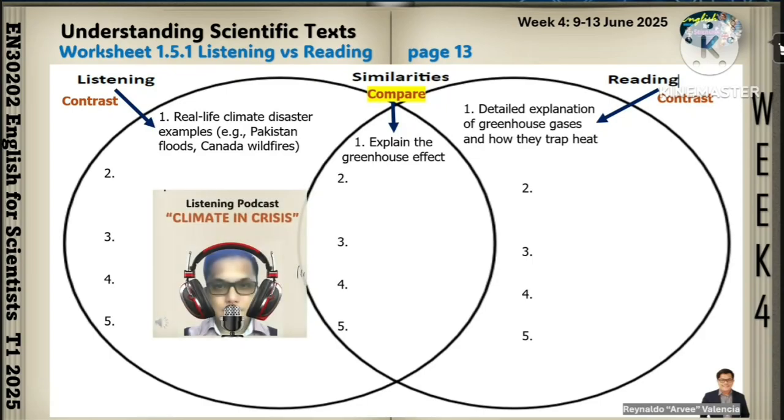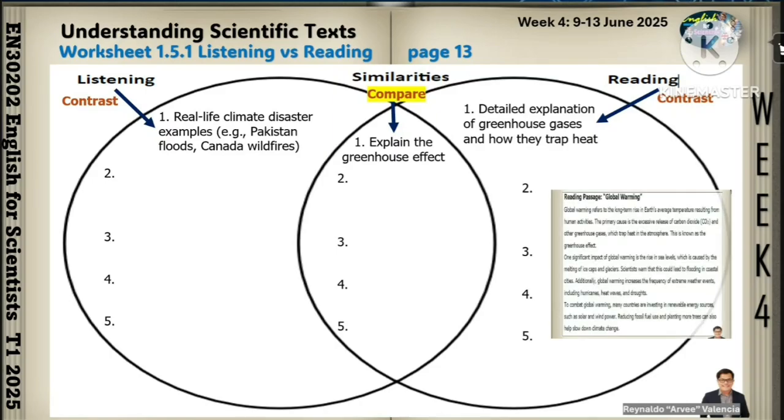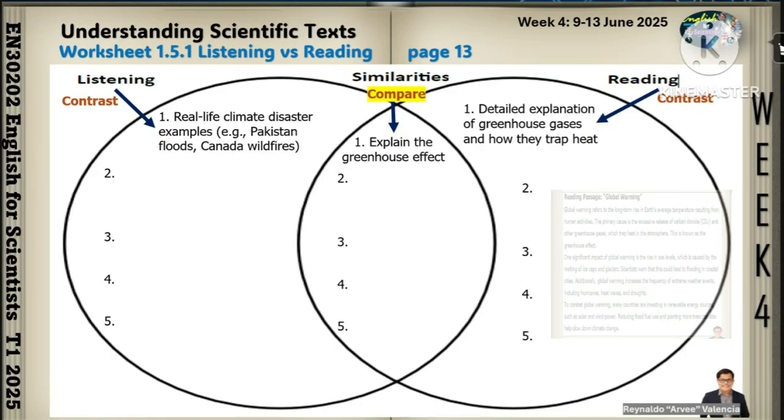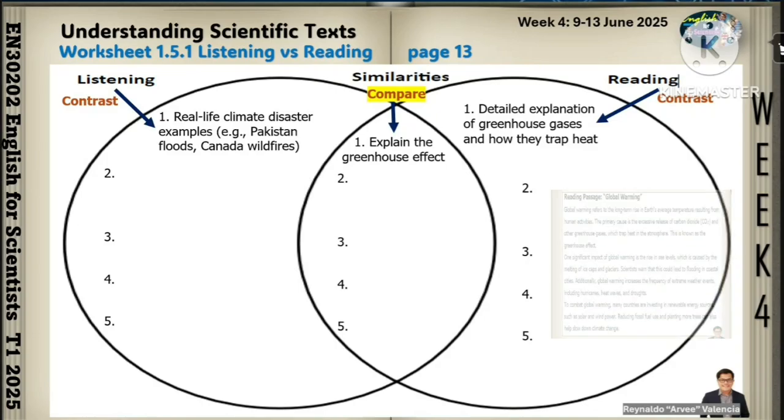Listen to the podcast to get your answers for number 2 down to number 5, if any. Read the global warming passage on page 13 to get your answers for number 2 down to number 5, if any.